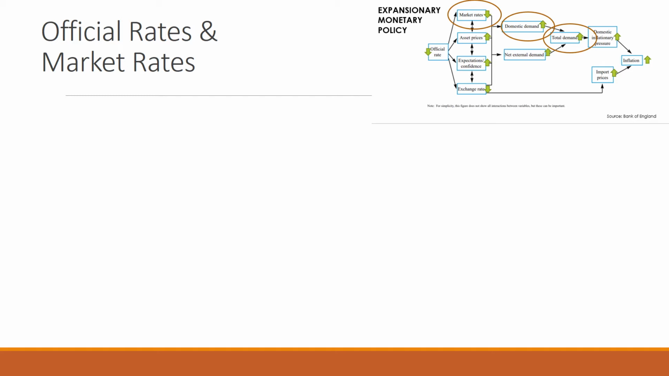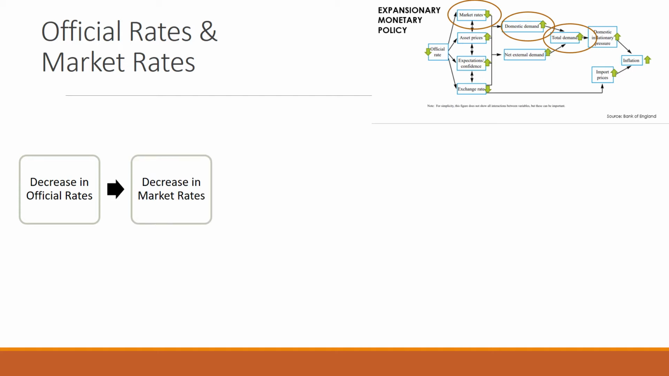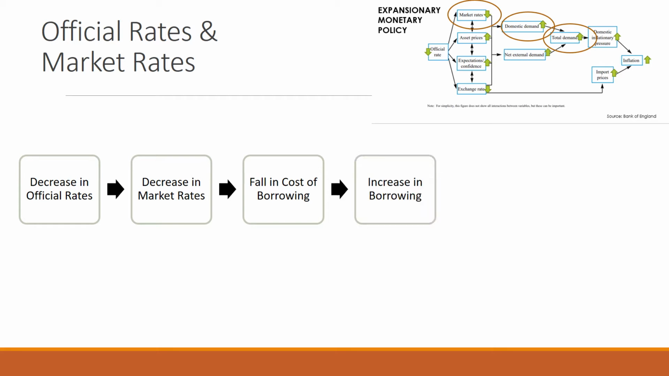Going back to official rates and market rates. When the central bank reduces the official rate, this is immediately transmitted to commercial banks, as the commercial banks will also adjust their own standard lending rates down. This means that interest rates on borrowing, such as business loans, personal loans, mortgage rates, overdraft rates, and credit card interest rates, should fall. This is what is meant by a decrease in market rates. In other words, the cost of borrowing would fall, and a fall in the cost of borrowing should then lead to an increase in borrowing.